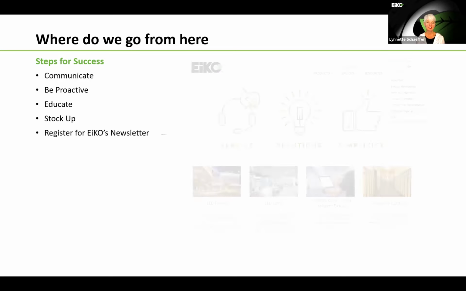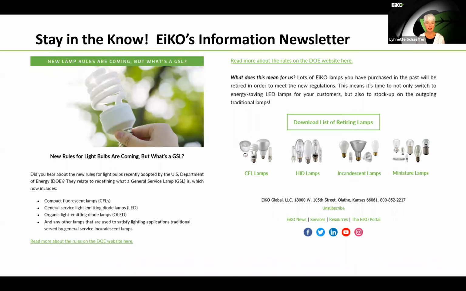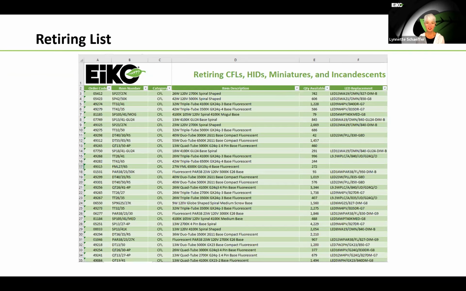Also, stay in the know by registering for EiKO's newsletter. This can be found at eiko.com under About Us. Easily register for that. Every few weeks, we send out this informational newsletter where you can easily download a list of the retiring lamps. You can see that right in your email. It'll look exactly like you see on my screen. And then once you download the file, you'll get an Excel version, which allows you to easily sort and filter by products. As well as, I love this last column, it is the suggested replacement. So this is where you could go and say, oh, my customer's buying a lot of these products. We better get them transitioned over to something that's in compliance.